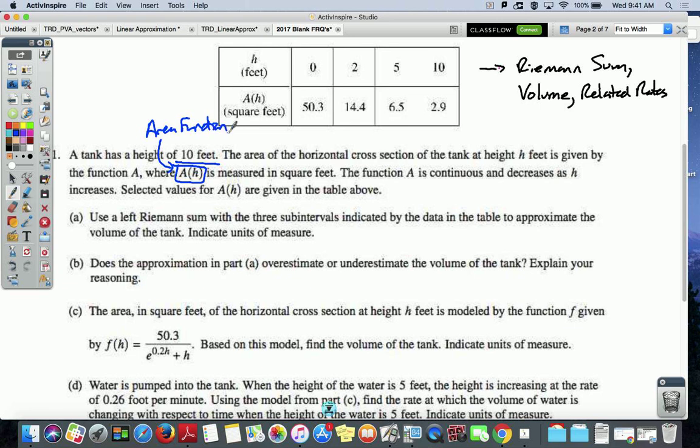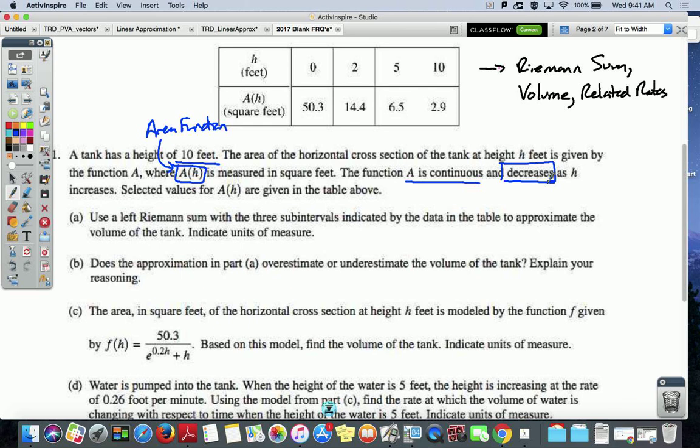And we have specific area values given in the table. The function a is continuous and decreases. Now I'm just going to put a box around this decreases. If it tells us that, we'll usually have to use that at some point. And it decreases as h increases. So the area is going down as the height increases as you go up the tank.